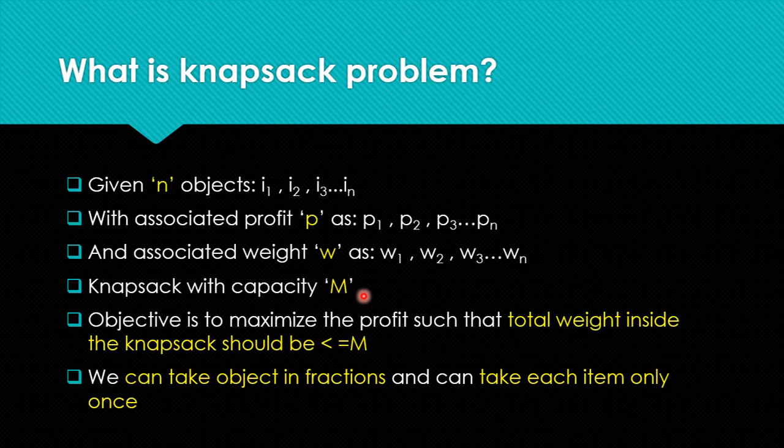According to the knapsack problem, our objective is to maximize the profit such that the total weight inside the knapsack should be less than or equal to capital M. That means we have to select those objects which give us the maximum profit, and also the knapsack should not overflow. Now the second constraint is that we can take objects in fractions also, and can only take each item only once.